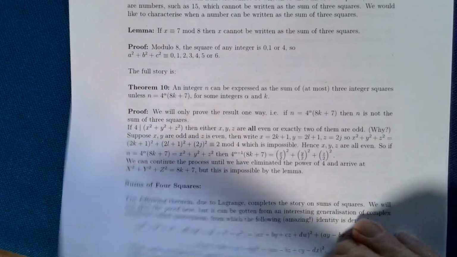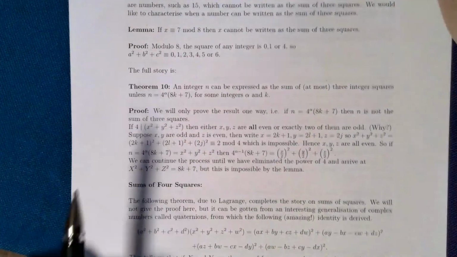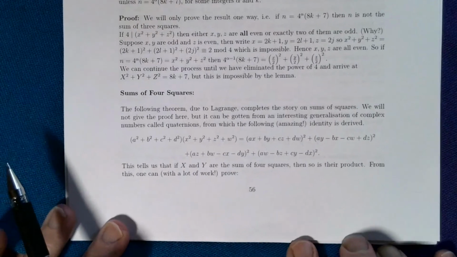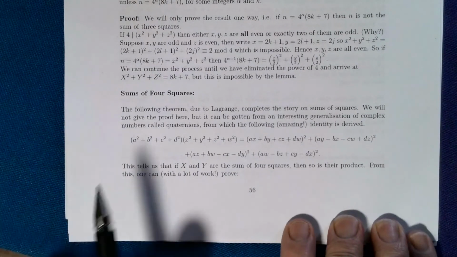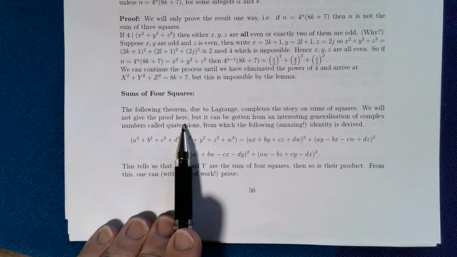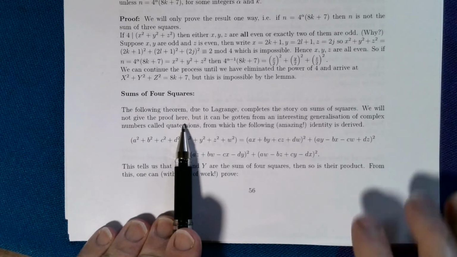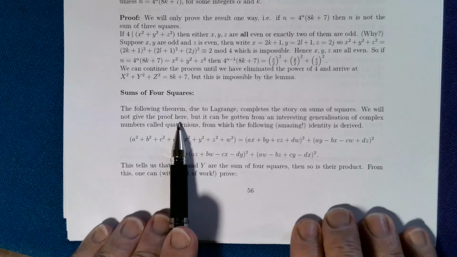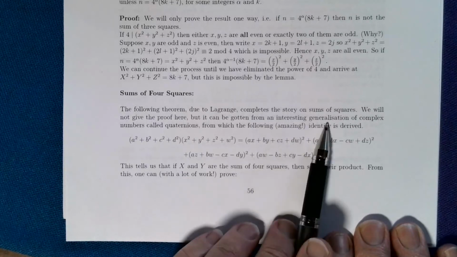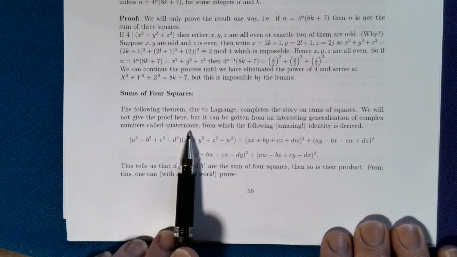The sum of four squares is the following theorem, which is due to Lagrange, and it completes the story on the sum of squares. I'm not going to give the proof here. Again, you have to look at various books on number theory to find a proof. Many books simply state it. There are various ways of doing this. It can be arrived at from an interesting generalization of complex numbers called quaternions.